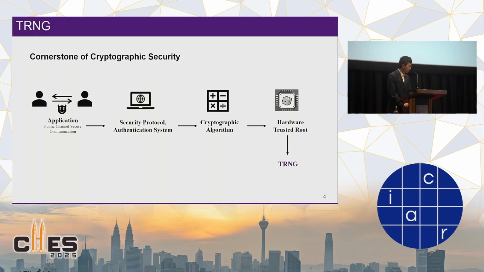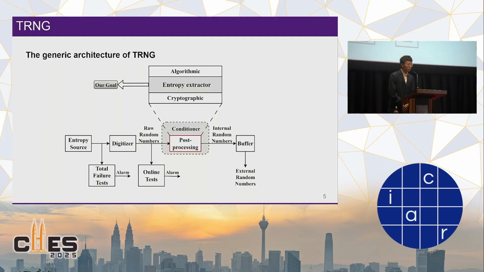In practical applications, many security protocols or authentication systems are proposed for the growing demand for public channel secure communication. Almost all protocols need secure cryptographic algorithms, and all existing algorithms need true random numbers. So we can see TRNG is the hardware trusted root and the cornerstone of cryptographic security. This is a generic architecture of TRNG, which is composed of entropy source, digitizer, post-processing, which is also called conditioner by NIST, and other test modules.